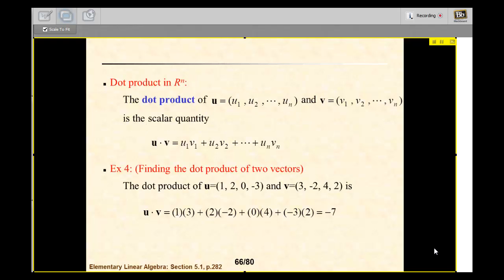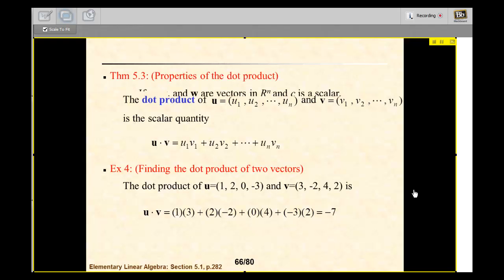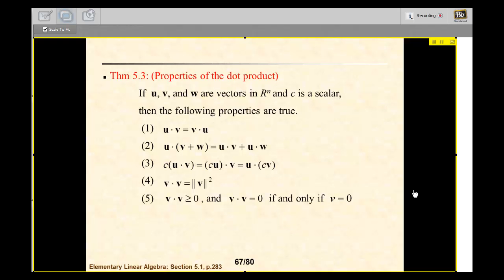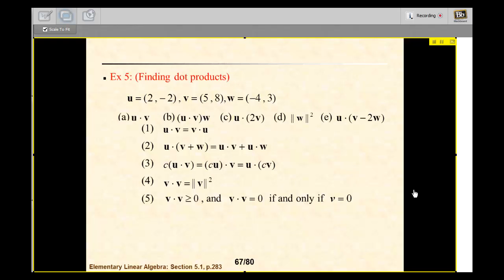Similarly, we can look at the dot product and cross product. Again, they are giving you an example. A vector U and a vector V are given, and the question asks to find the dot product. So we will multiply the first element by the first element, the second by the second, the third by the third, and so on. There are several properties of the dot product: commutative law, associative law, existence of, and several more.